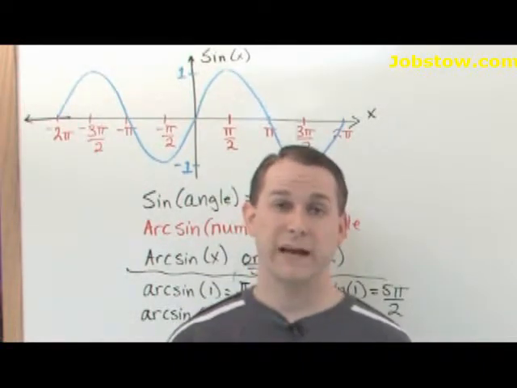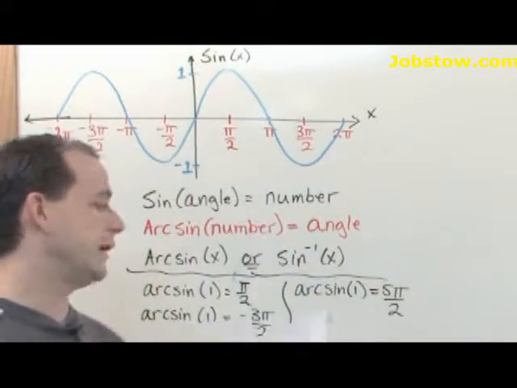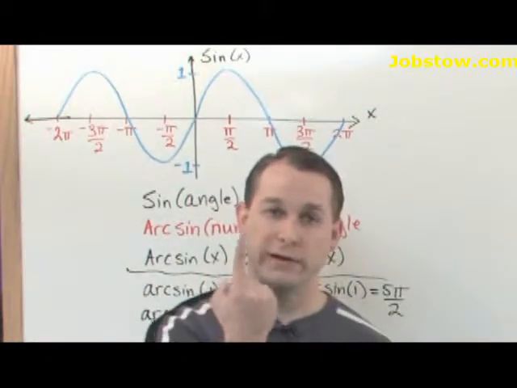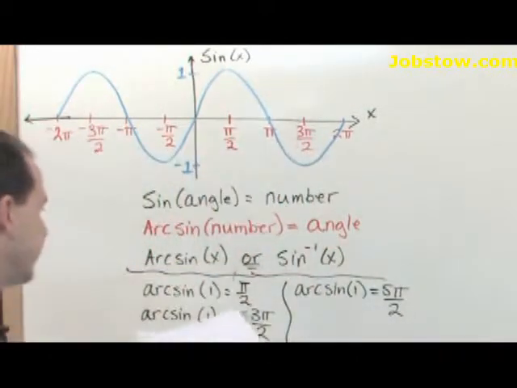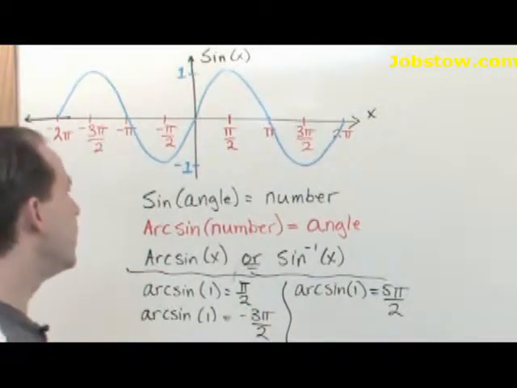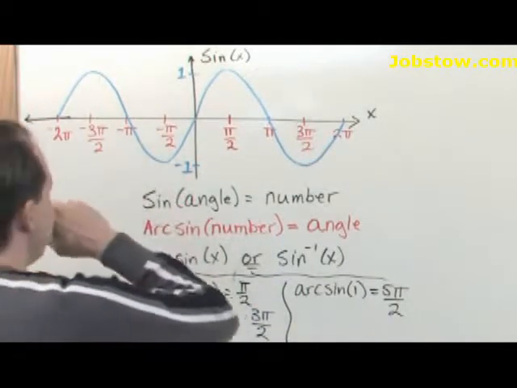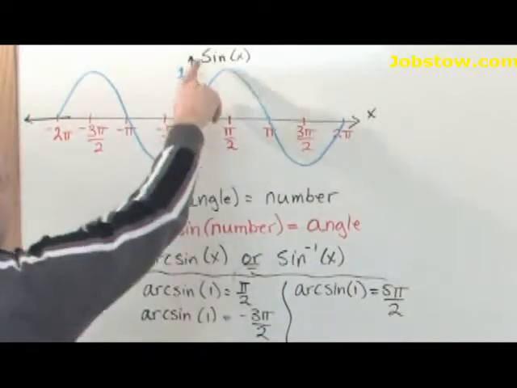So if you put the arcsine of 1 in your calculator, you will not get 3 values back. You will only get 1 back. You will only get this one, pi over 2. Okay, so you can see here that multiple values are valid when you take the arcsine.